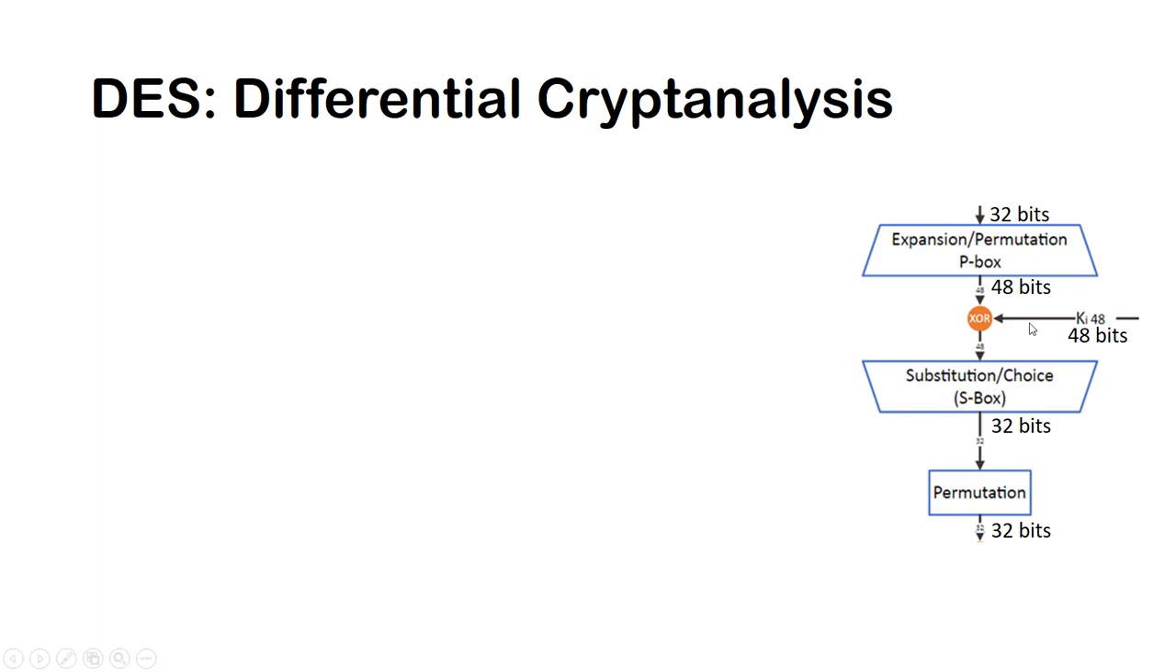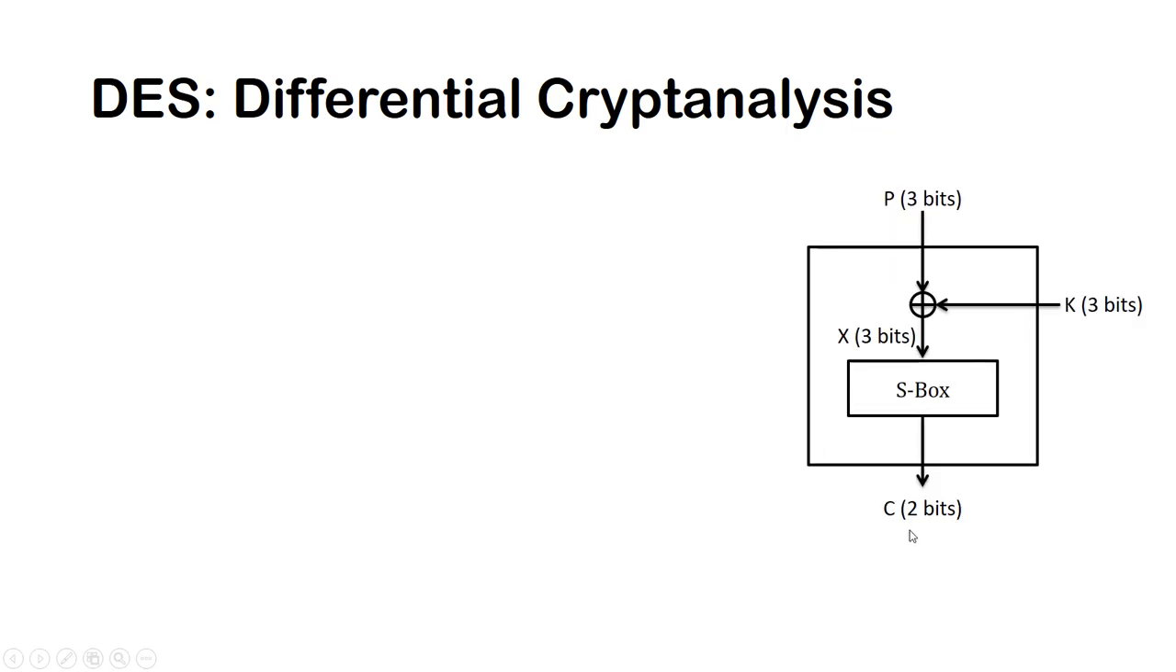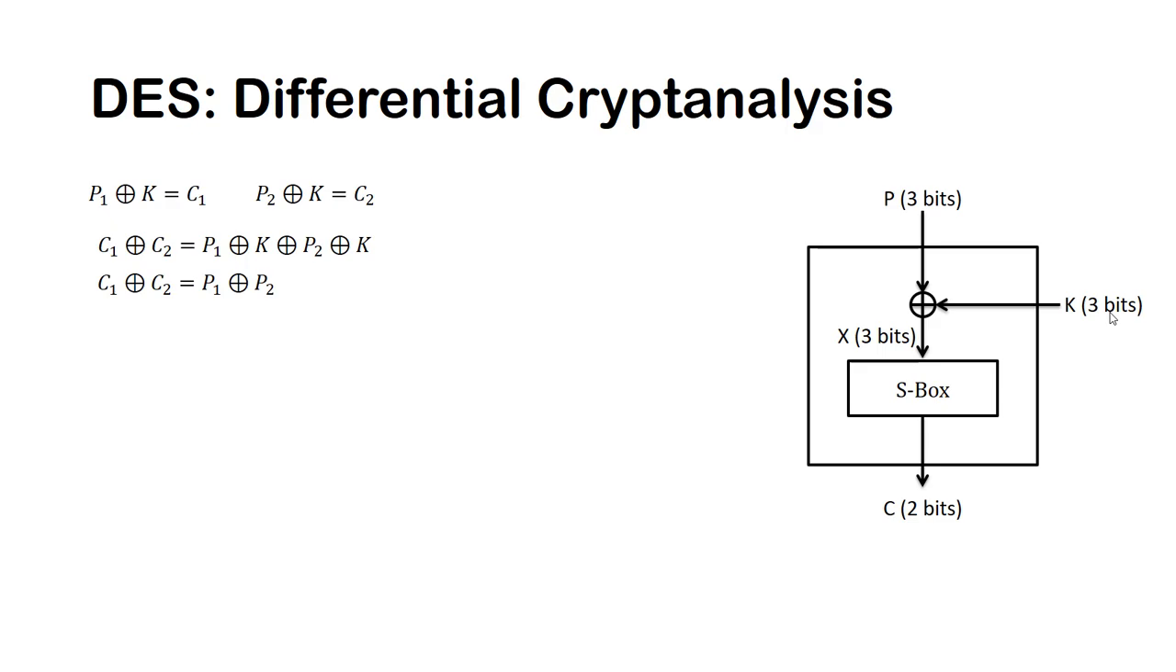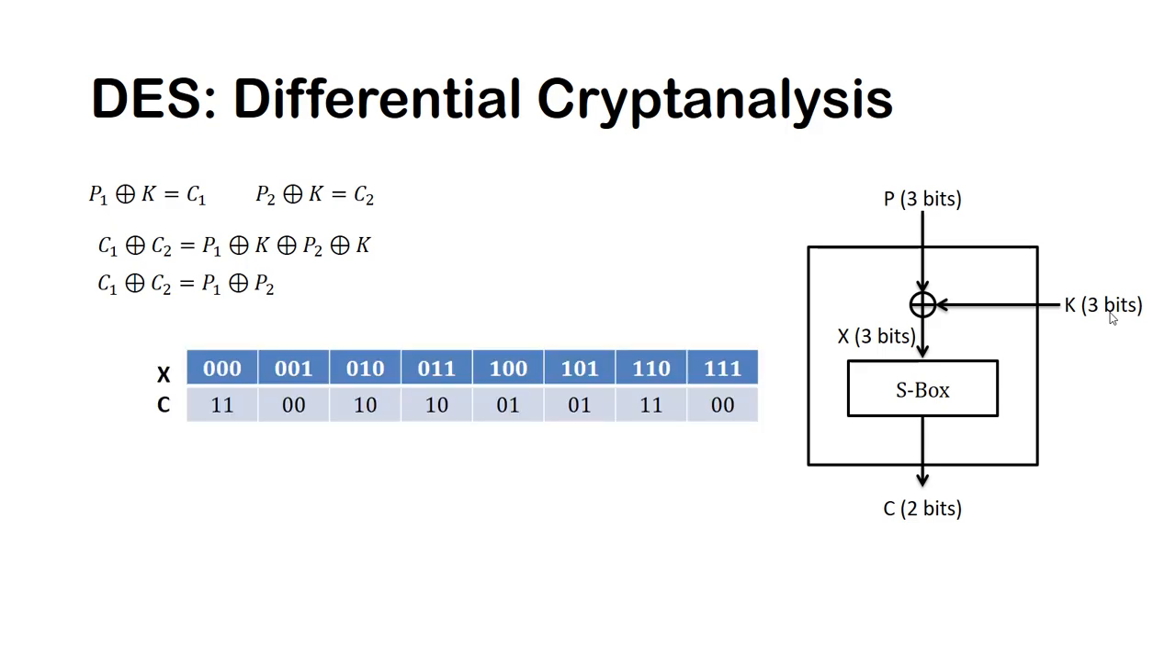Actual functions have got 32-bit and 48-bit operations, but we will talk about 3 bits and 2 bits for simplicity. So I am taking my plaintext to be 3 bits, the S box is 3 cross 2 bits, and the key is also 3 bits. So the relationship is P1 XOR K is C1 and P2 XOR K is C2, and this shows that C1 XOR C2 is equal to P1 XOR P2. That means the change in the ciphertext and the plaintext have got a relationship in between.